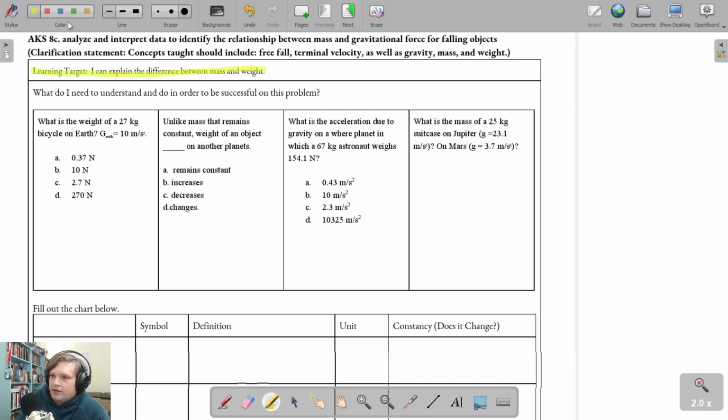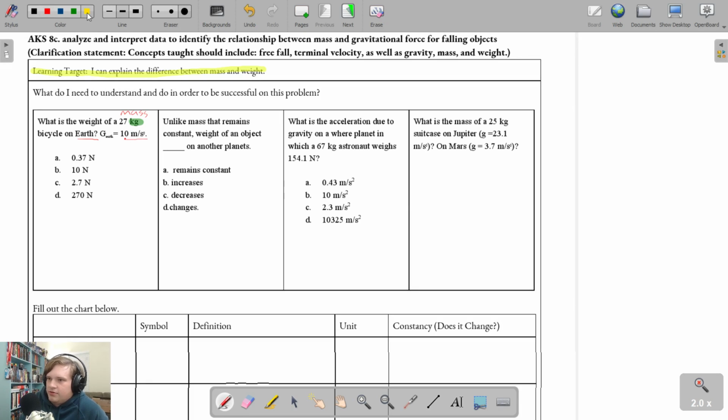Okay, so key things, first and foremost, here we go, kilogram. That kilogram is a dead giveaway that this is our mass. So this is our mass right there, 27 kilograms. It says kilograms. Kilograms is a unit of mass, therefore that is our mass. Okay. So, 27 kilogram bicycle on Earth. Why does that matter? Well, each planet has their own gravity, okay? So, in this case, G Earth is given to us as 10 meters per second squared.